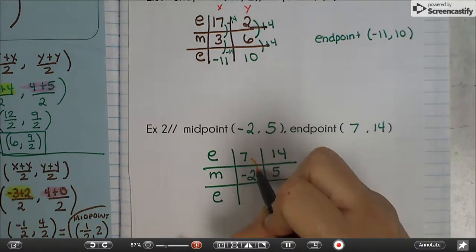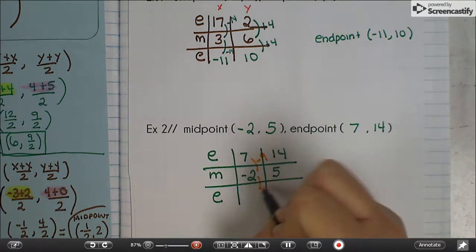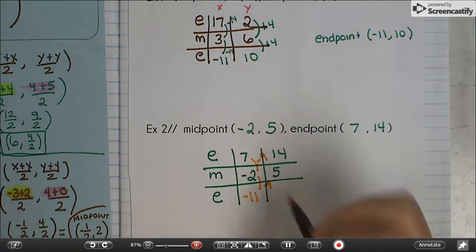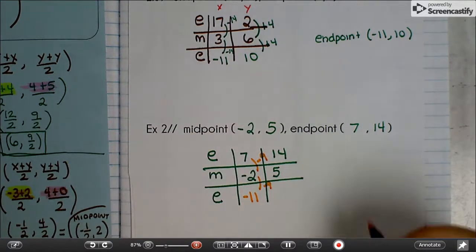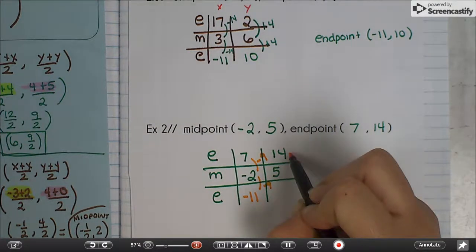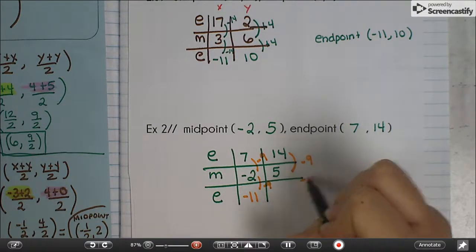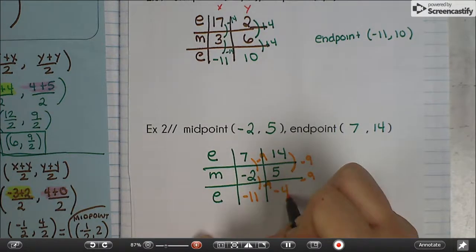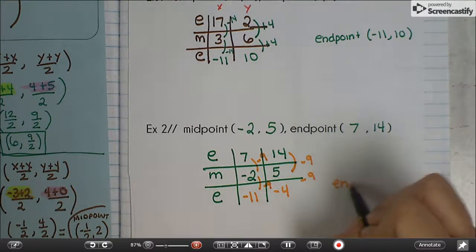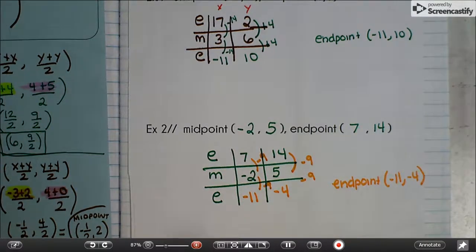The difference between 7 and negative 2 is 9. So we're going to subtract 9 again and get negative 11, which is just a coincidence because I made that up. It's not always going to be negative 11. I just made these coordinates up and it worked out that way. To go from 14 down to 5, we would subtract 9. So we need to subtract 9 again. 5 minus 9 is negative 4. So the endpoint is negative 11, negative 4.